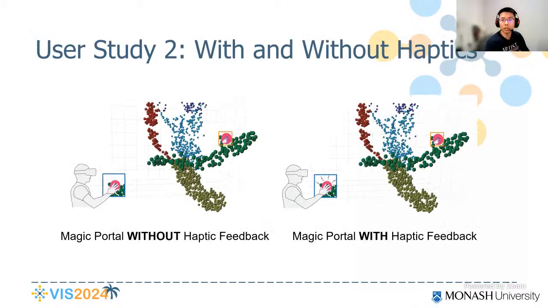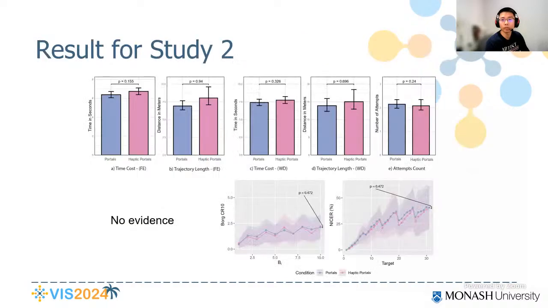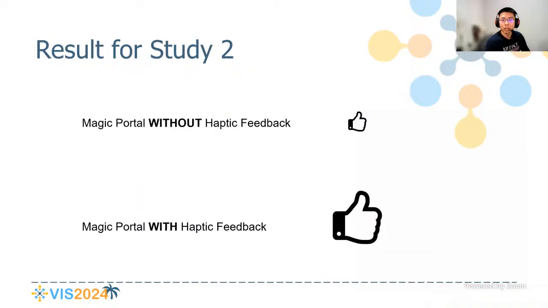Our second user study is a comparison between the Magic Portal interaction with and without haptic feedback. However, in the results, we cannot find obvious evidence that haptic portal or normal portal has better performance. The post-study survey, on the other hand, shows that more participants prefer to use the interaction with haptic feedback due to better immersive experience.